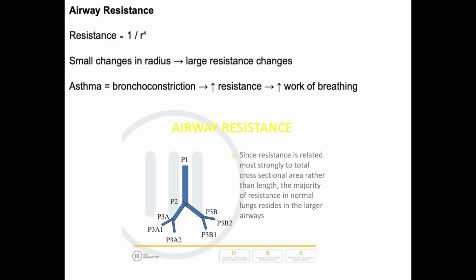So small degrees of bronchoconstriction cause massive resistance changes, and it's because of this formula, okay? So asthma works exactly this way. Smooth muscle constriction narrows the airway, resistance skyrockets, work of breathing increases. And here's something subtle. More resistance in normal lungs actually resides in larger airways, because although small airways are narrow, they exist in parallel and collectively create a huge total cross-sectional area.